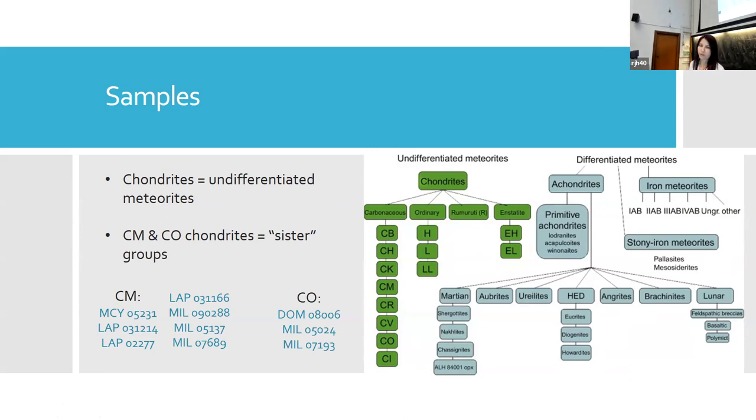The COs are not very altered. They are some of the least altered meteorites we have, whereas the CMs show a range of alteration rates. All of the meteorites we look at are unheated, although there are some meteorites in these groups that are heated, but not these ones. It is unlikely that the COs are the direct precursors to CMs because of some mineralogical differences, but they're still interesting to see as a before in terms of alteration, right?